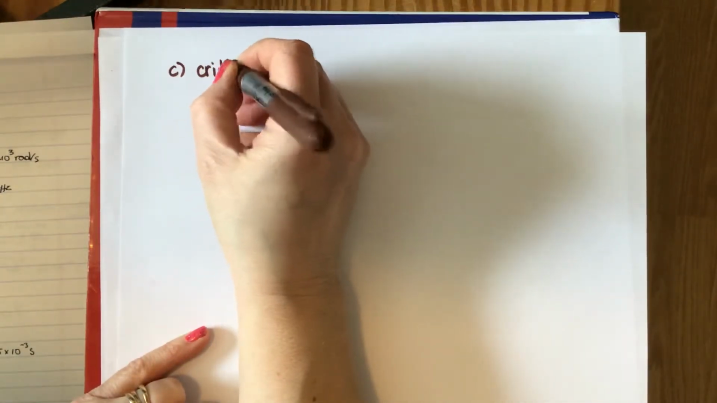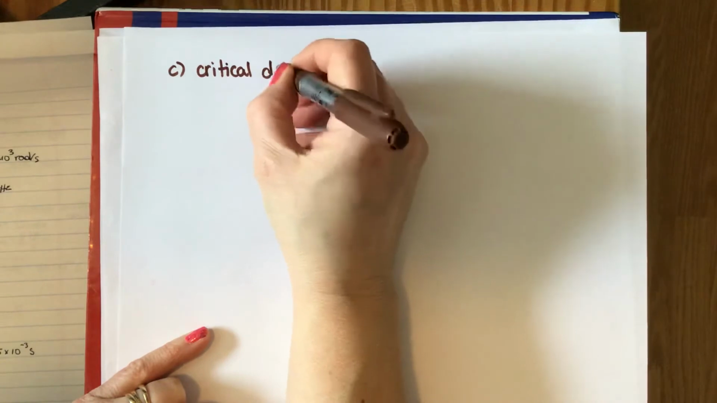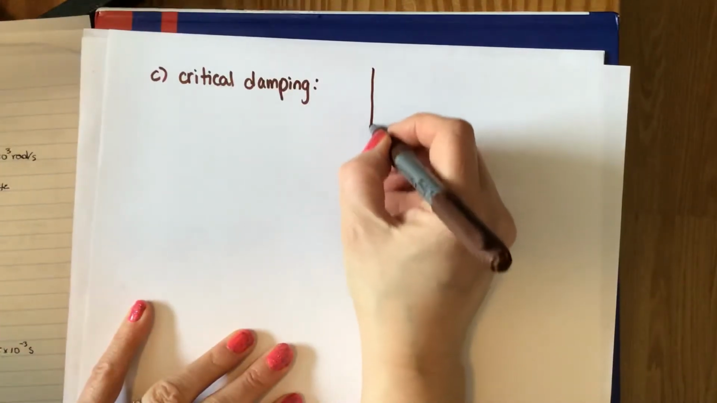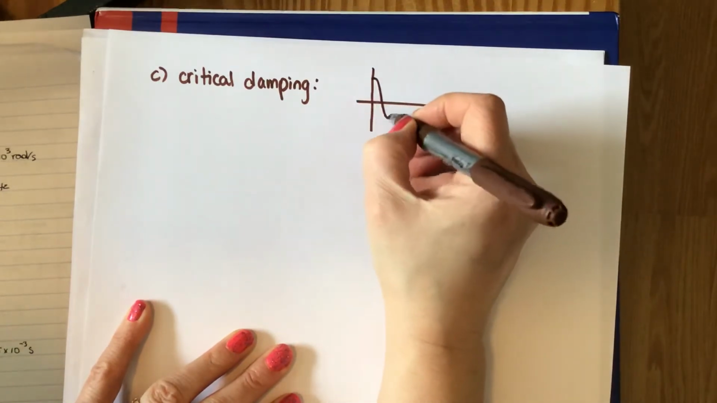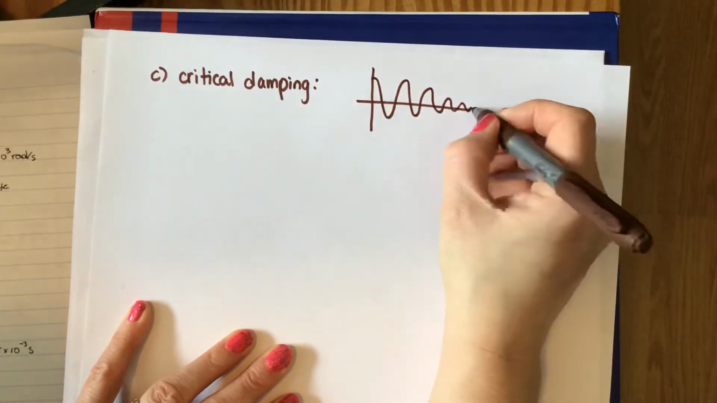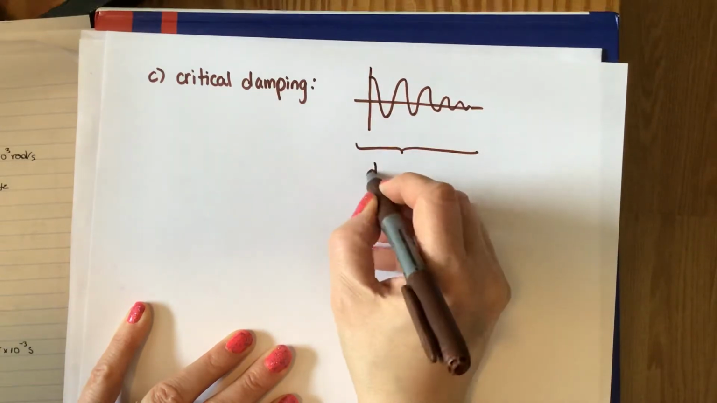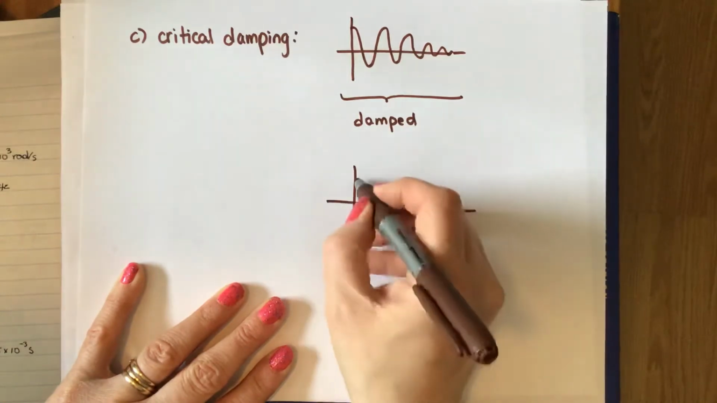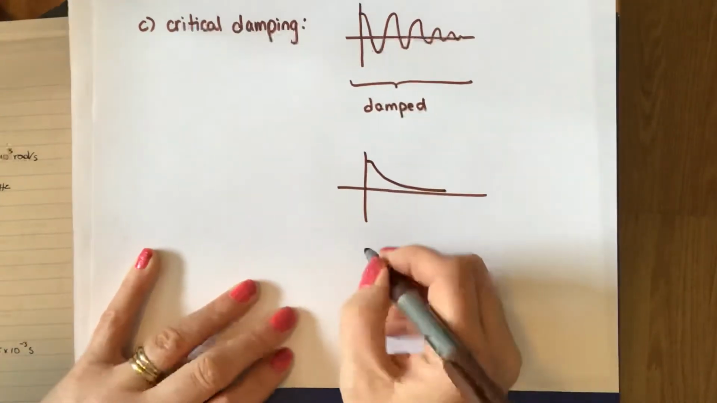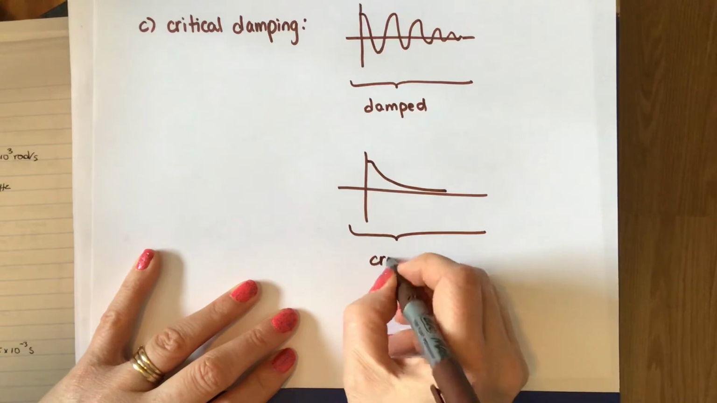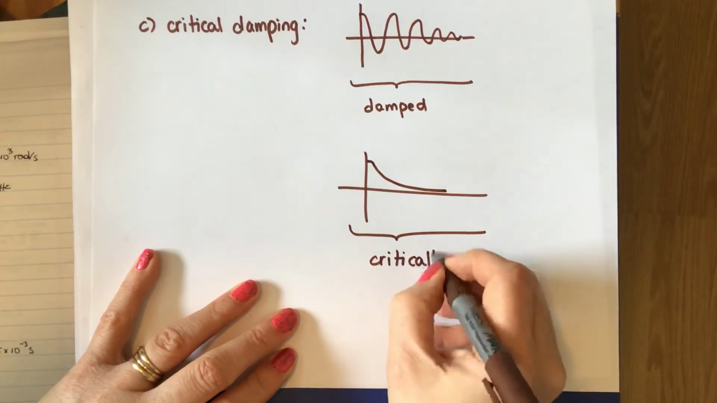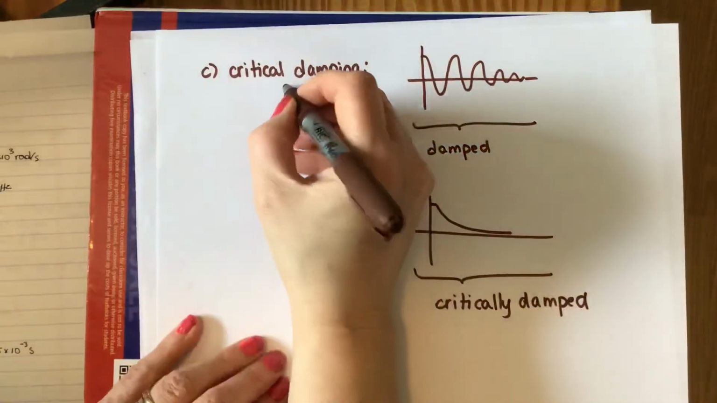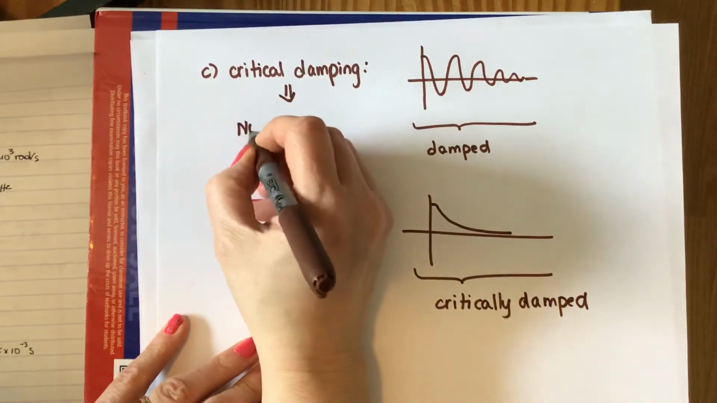Critical damping happens when there's no oscillation. And that was in the intro video. So our regular oscillation looks like this and dies off over time. So that's damped. Our critically damped one starts at some value and goes away right away. So this one is critically damped. Critical damping means no oscillation.